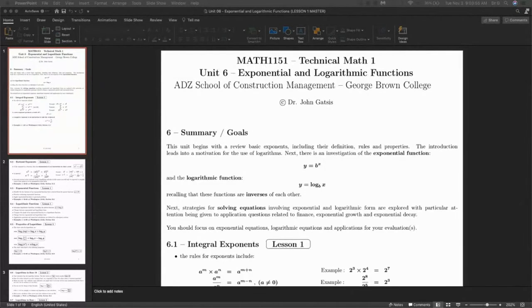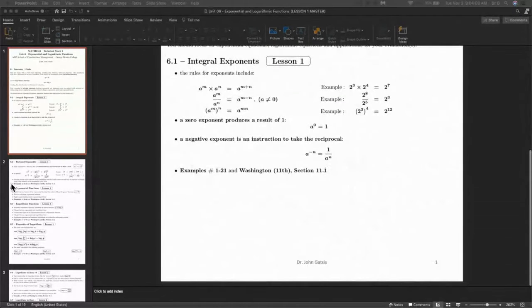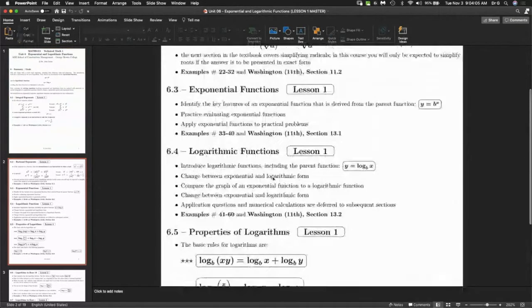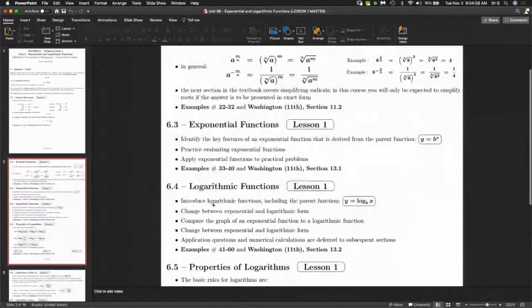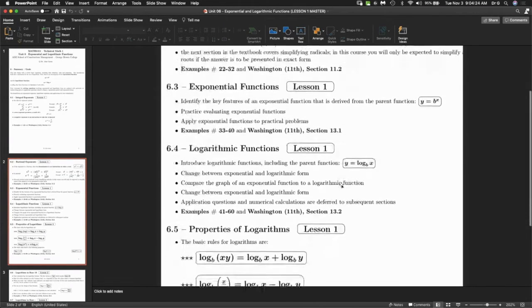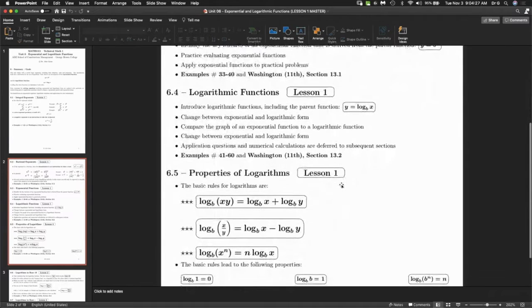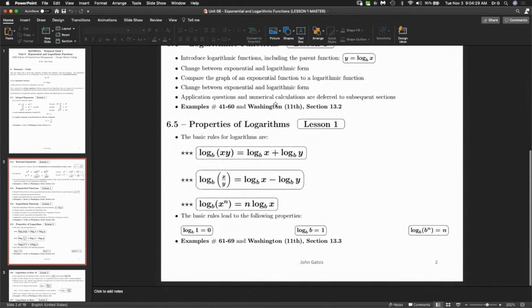So the unit is broken down into 2 lessons. You'll see here that we have some review of exponent laws, and then some more exponent laws. Then we're going to talk about exponential and logarithmic functions. I'm not going to emphasize the graphing aspect. There's a few examples in here that discuss graphing, but I'm going to leave those for you to look over on your own. So I'm not going to do any graphing with you today in class. And then we're going to talk about logarithms, and that takes us to where I want to get.